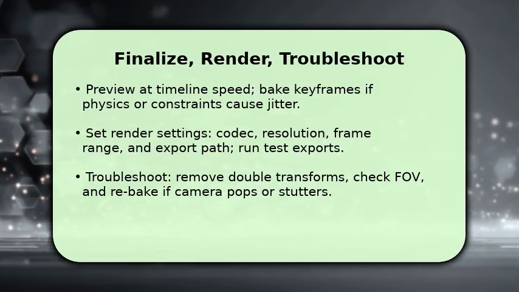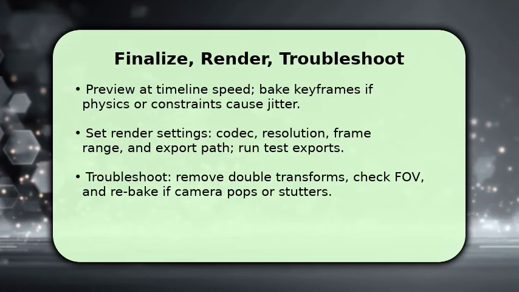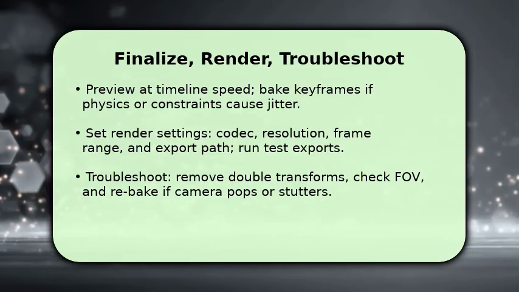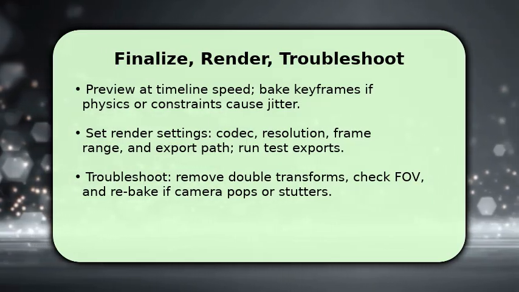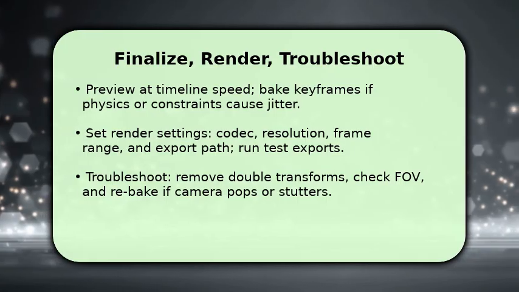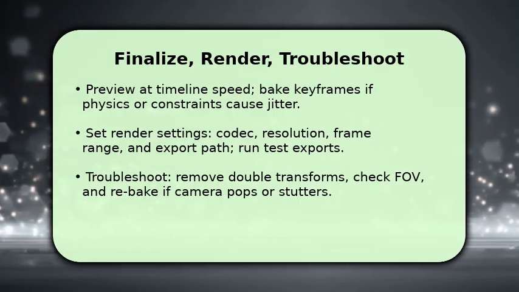test export to validate. If the camera pops, first check for accidental double transforms or conflicting parents, then adjust FOV or rebake the track. One key tip: reparent temporarily to isolate the camera and identify the source of the issue.